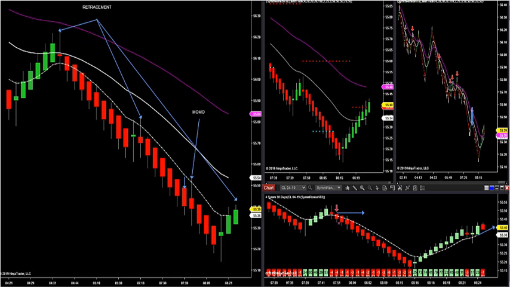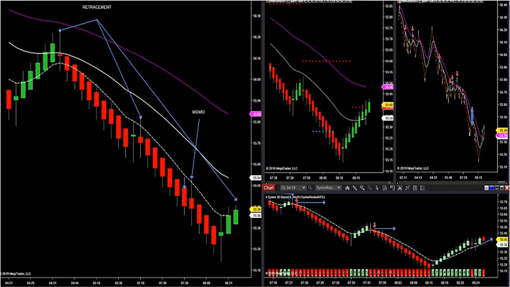Now, a good way to do it is, if you noticed on this last trade, look how we pulled ourselves in. Red, red, red, red, red, red, red, red, red. The previous one pulled itself in. Red, red, red, red, red, red, all the way down to your first target to let the runner run.